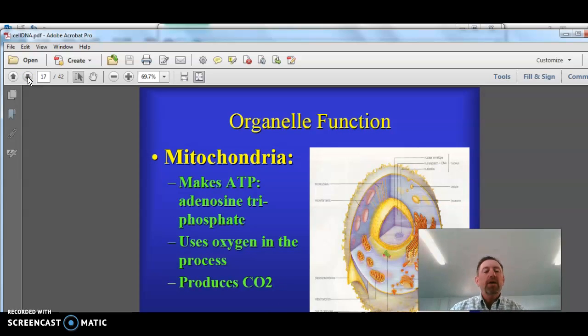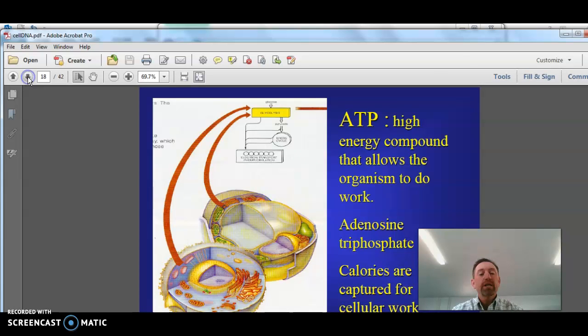Mitochondria, that is the powerhouse. So when we talk about the mitochondria, we're going to be talking about cell and muscle energy, ATP, adenosine triphosphates. So we're going to use some oxygen in this process. We're also going to use glucose in this process. So we start out with glycolysis. We move into the mitochondria where we go through the Krebs cycle and we create ATPs for the cell to function.